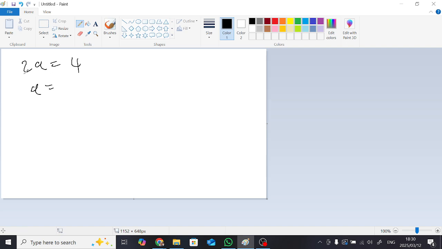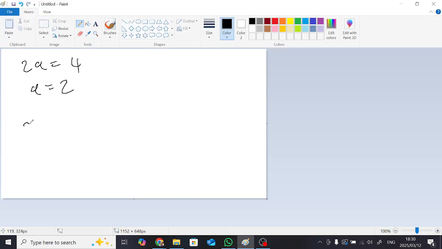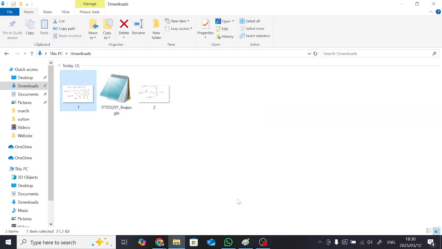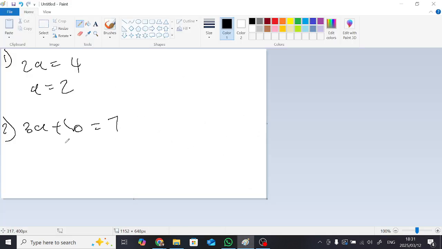Okay, so now we can solve A. We divide both sides by 2, so A is equal to 2. Now we can solve B. 3A plus B is equal to 7. We know that A is equal to 2, so it's 3 times 2 plus B is equal to 7. B is going to be 7 minus 6, which is equal to 1.